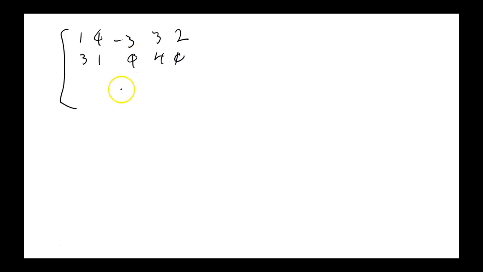1 1 6 2 negative. 1 1 6 negative 2 negative 4, and 3 0 1 negative 1 1 negative 2. Okay, it's to find the basis for the column space. Write the columns as rows, which is the transpose, and then do your row reduction.